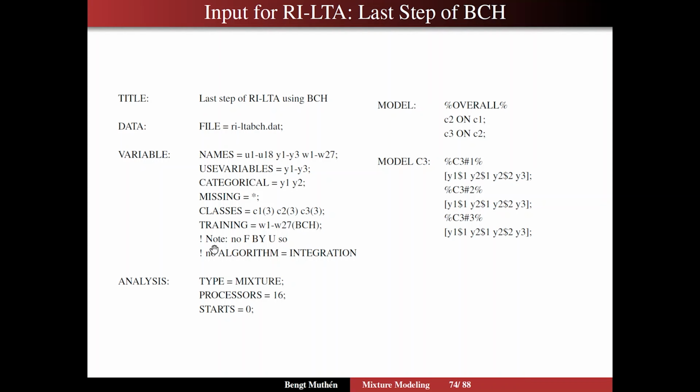And look at this now. We don't have any F by U statement here because the U's are not included in the model, as you see on the use variable list. The information from the U's is carried by the training variables. So no F by U, and therefore no algorithm equals integration is needed. You have starts at equals 0 as usual. And you have C on C here in the model. And now for model C3, last time point, you allow the thresholds and the mean for Y3 to be different across the classes. So having C3 influence Y.